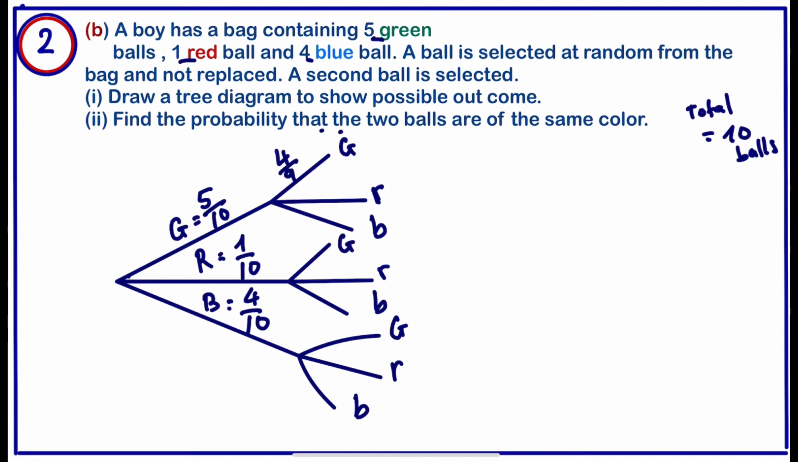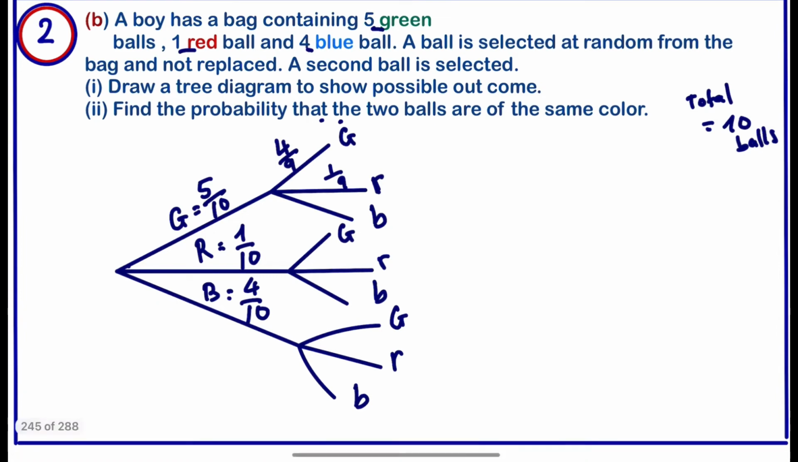Now, since we selected only one green, what will happen to the red? The red will remain 1, but the total number of balls is now 9, so it will be 1 over 9. And the blue will remain 4 over 9.